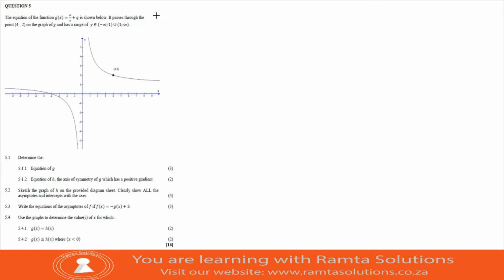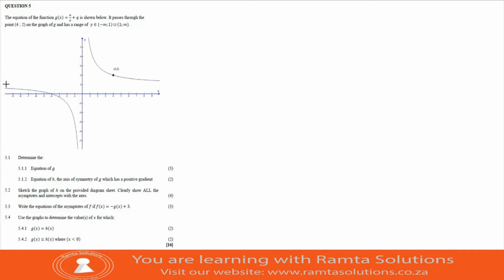The question says the equation of the function g of x equals a over x plus 1 is shown below. It passes through the point (4, 2) on the graph of g and has a range of y is an element of negative infinity to infinity, union 1 and 0. This is a range that tells you that your graph does not exist on the line y equals 1.